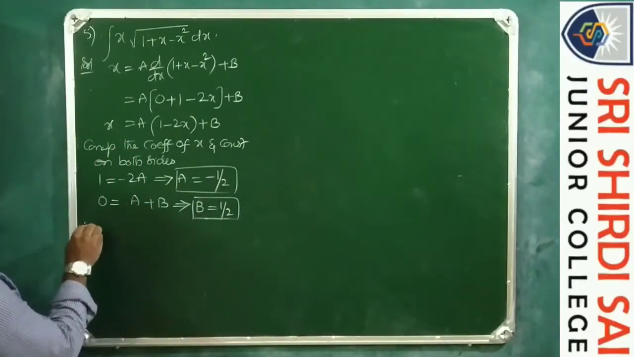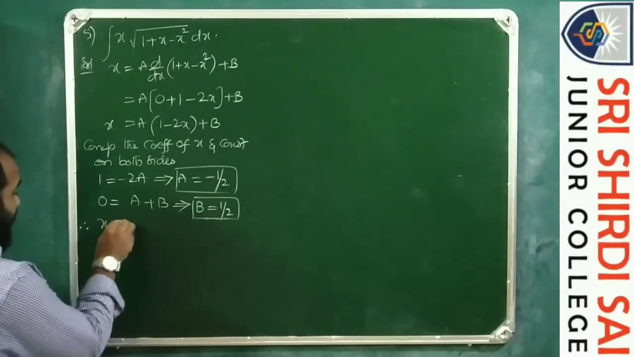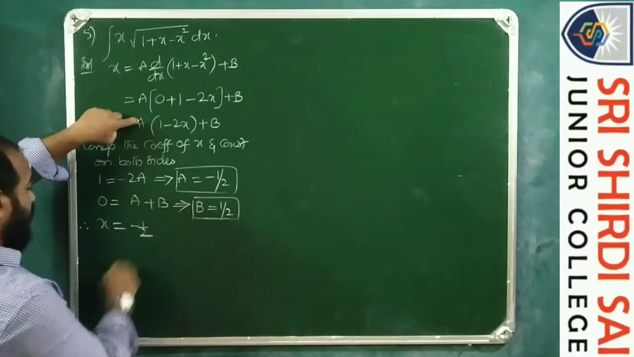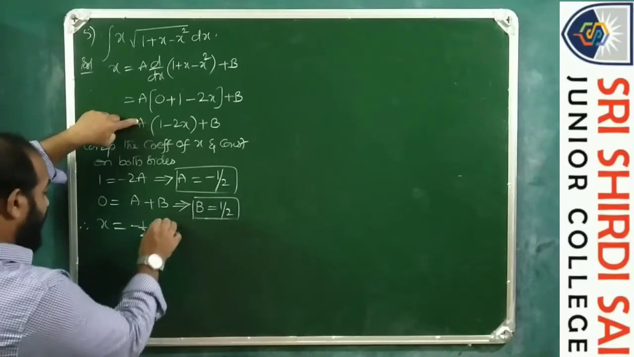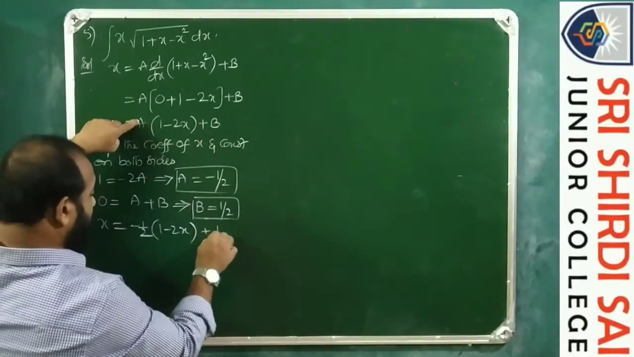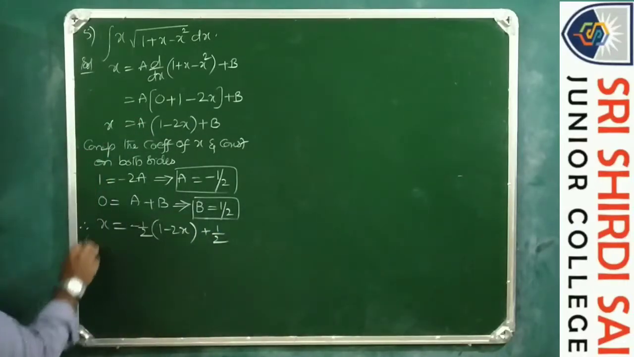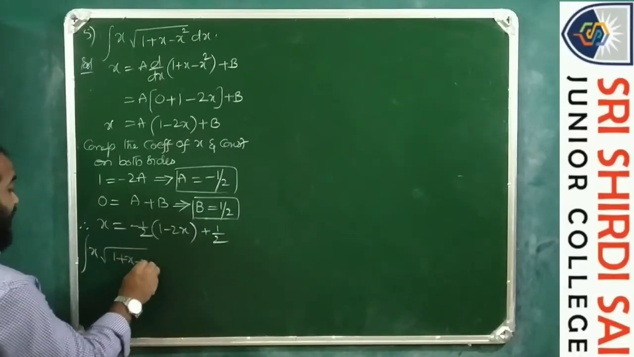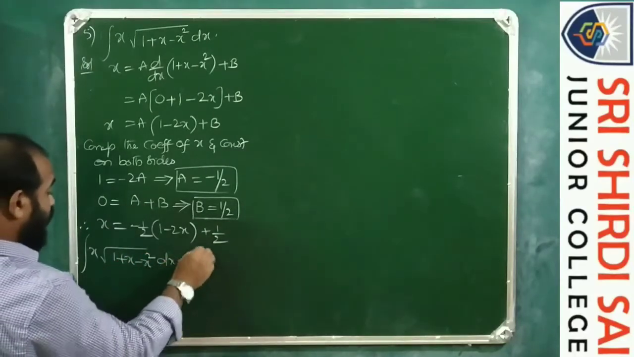Therefore, x is equal to, the value of a is minus 1 by 2 into 1 minus 2x plus the value of b is 1 by 2. Now, the integral of x root 1 plus x minus x square dx is equal to the integral.